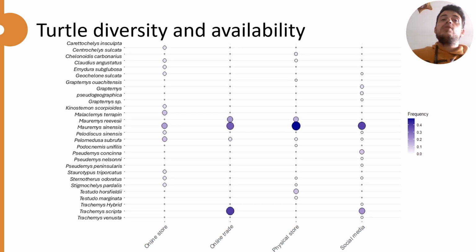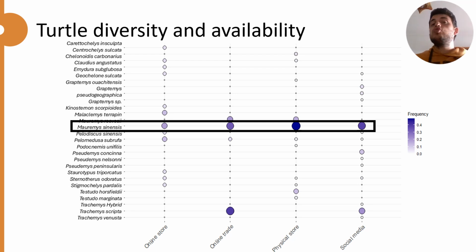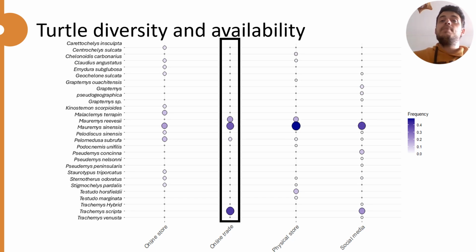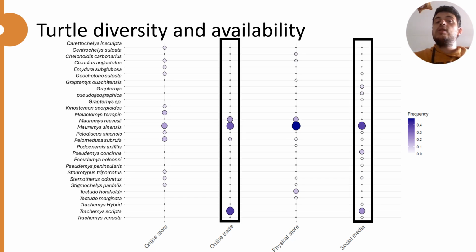So, turtle diversity. We can see that the species that was most traded across all trade types was ---chinensis, and we also can see that there is a match between the online trade and the social media, with the most traded species being ---chinensis, but also ---. Here we also can see that the trade with the most diverse species was the online stores.